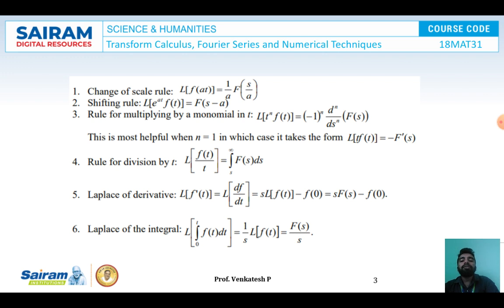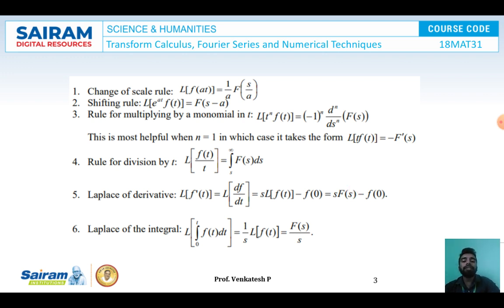The fourth one is Laplace transform of f of t by t. It is given by integral s to infinity F of s ds. Property number 5, Laplace transform of f dash of t. It is given by Laplace transform of df by dt. It is nothing but s into Laplace transform of f of t minus f of 0. It will be equal to s into F of s minus f of 0.